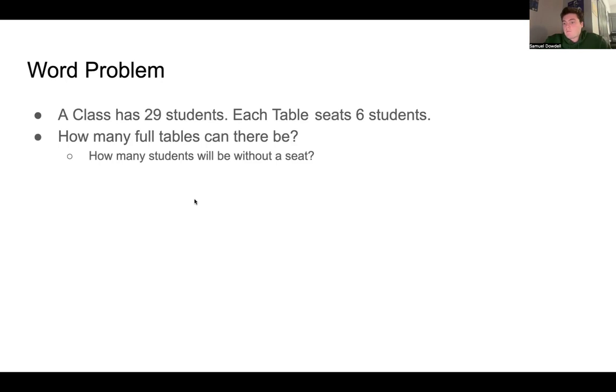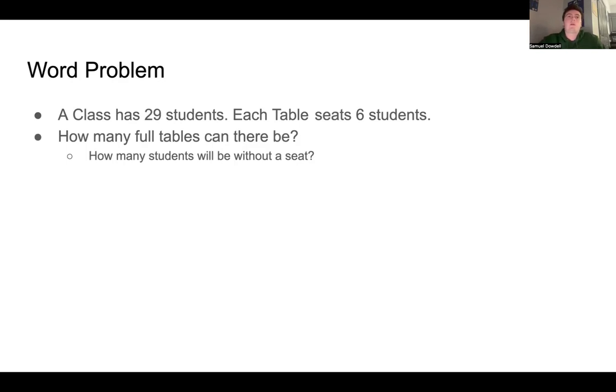So a word problem that I wanted to try out. You don't really see the numbers here, so we kind of just have to talk through this one even more. A class has 29 students. Each table seats 6 students, so there's 6 chairs at each table. How many full tables can there be? And then the other question is how many students will be without a seat?